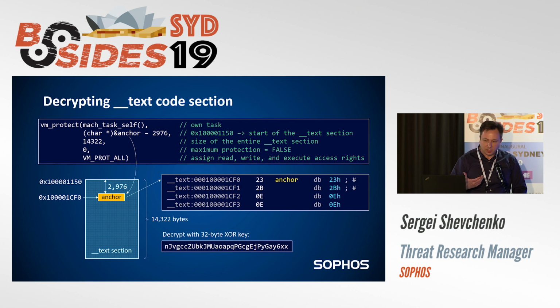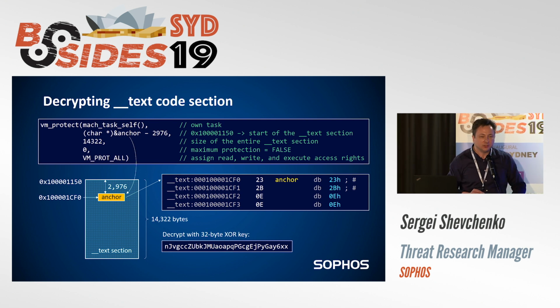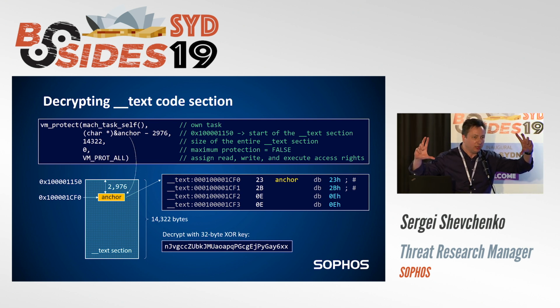Now let's have a look at what it does next. How does it call the mprotect function? The function itself is used to assign certain flags to a memory region. So what it does, it needs to take the code section of the main executable and assign it write access.